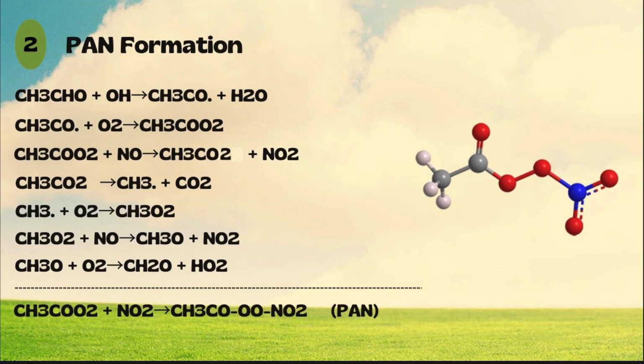The PANs are eye irritants and they are not water soluble. They have low photolysis rates and are very slow to react with hydroxyl radical and are thermally decomposed into their precursors such as peroxyacetyl radicals and nitrogen dioxide. Therefore, these compounds are very important means of transporting nitrogen dioxide from urban areas onto a regional or global scale.